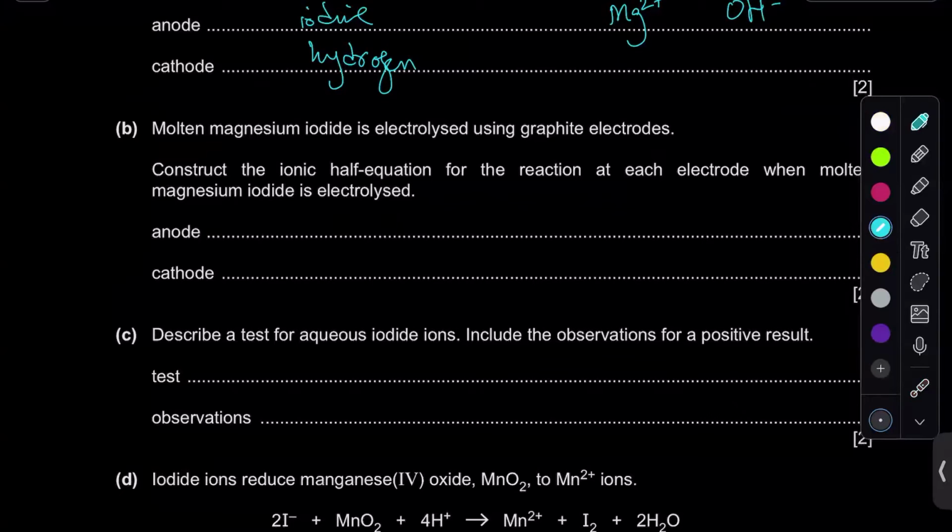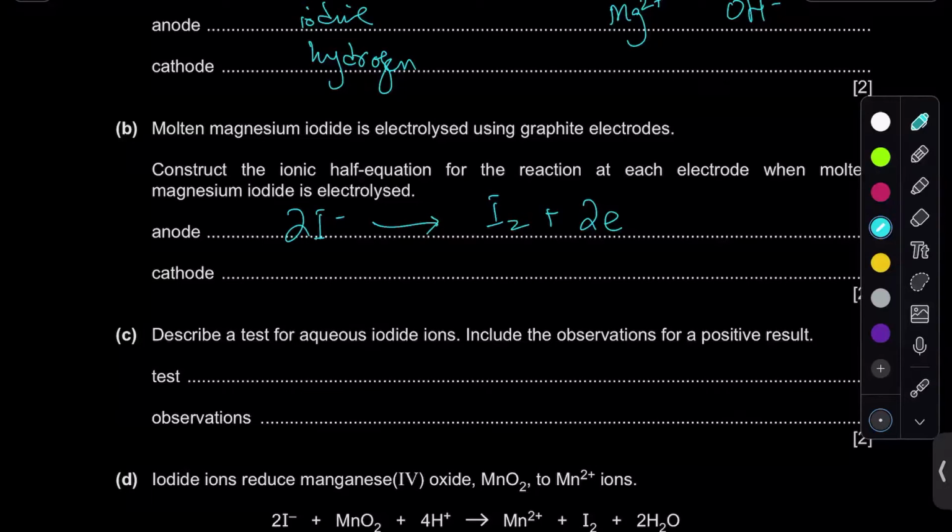Solid magnesium iodide is electrolyzed using graphite electrodes. Okay, it's molten, sorry. Construct the ionic half equation for the reaction. A half equation tells us only about one substance, either the cation or just the anion. At the anode, the anion is going to go. So I minus changes to I2 plus 2 electrons. So yeah, there you go.